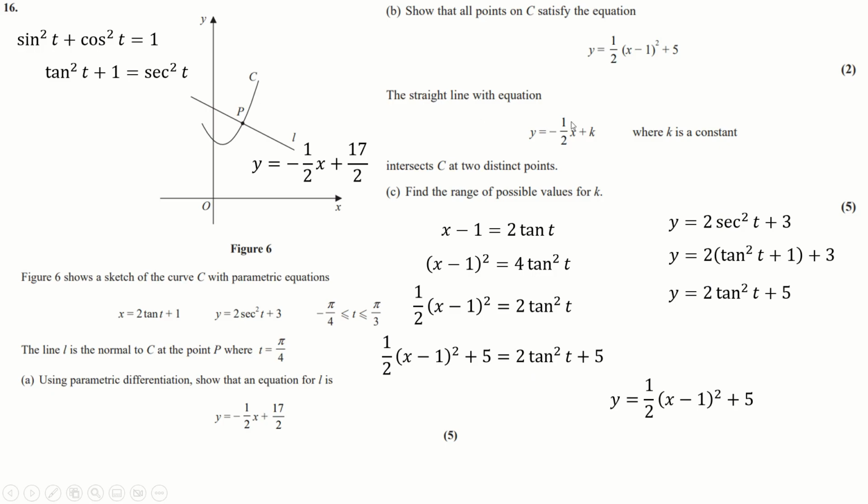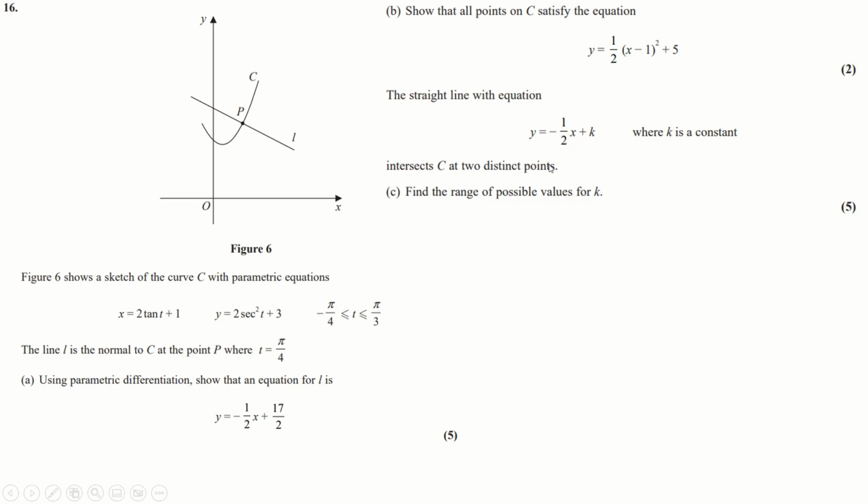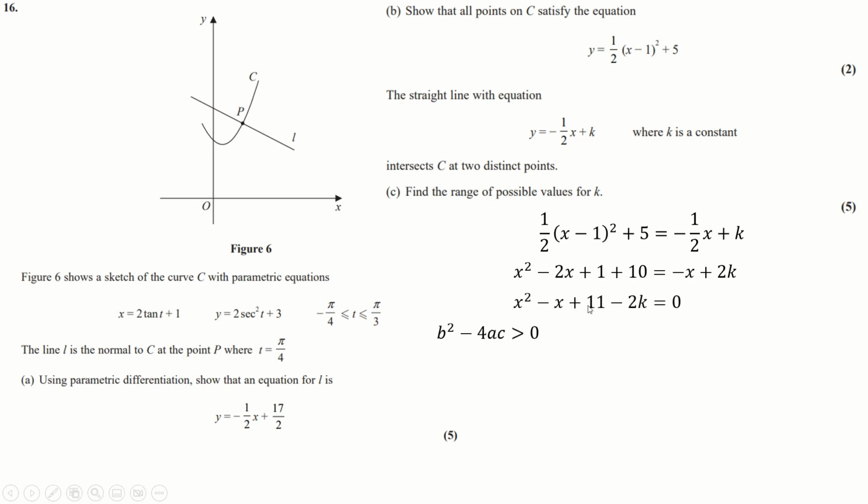And next and lastly, the straight line with equation this intersects the curve at two distinct points. Now there's a few things to be suspicious of here, because it seems pretty obvious that you can just set that equal to that and say, well, if it intersects at 2 distinct points, you want b squared minus 4ac to be greater than 0. So I'll just rearrange this. I think I just times everything by 2 here, and I'll just look for b squared minus 4ac greater than 0. Two things to be suspicious of here.